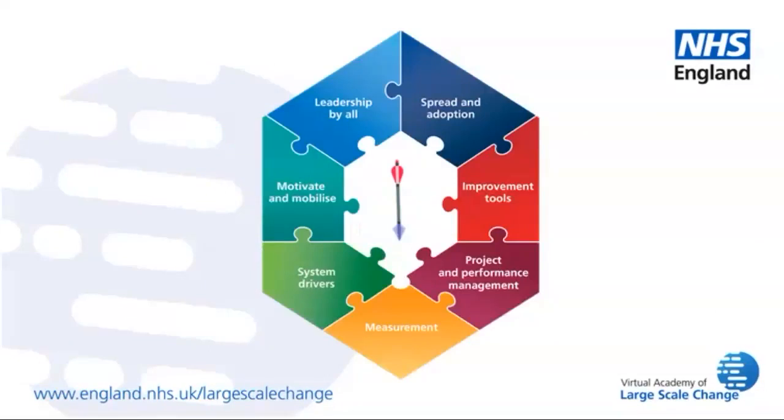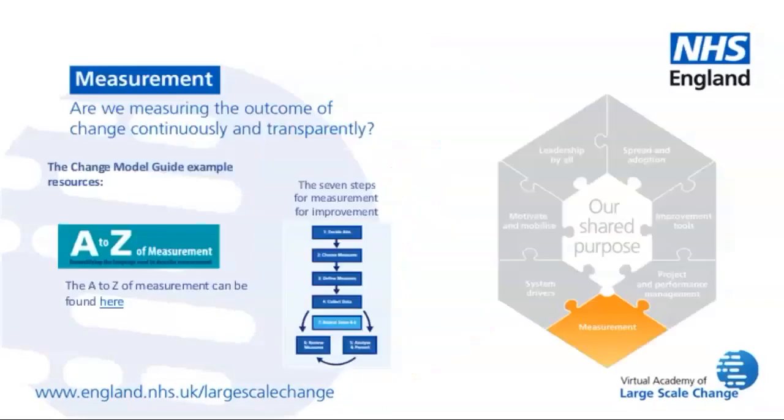The next one is measurement. Okay, so in measurement, what we're considering in this component are how are we making sure that we are measuring the outcome of change continuously and transparently. And in this element, I think there are 5 different things that we need to think about. So if I just move that on for you again. I'm in trouble with this at the moment.